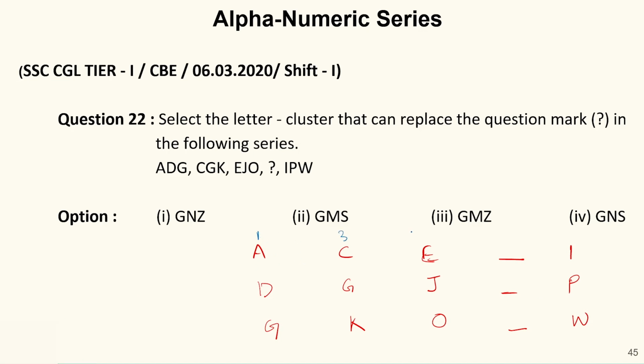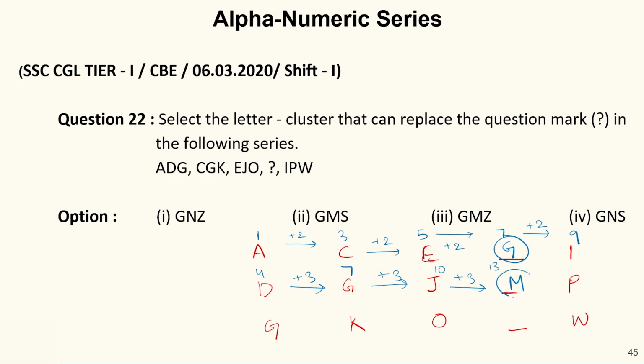A is positioned at 1, 3, 5. Simply 2 positions are being increased. So from 5, if we increase 2 positions, we'll get the 7th position. And at the 7th position, we have G. Right? And from here, if we increase 2 positions, I is at the 9th position. Simple. G should be the first element. Then from D, which is positioned at 4, we are going to 7 and we are going to 10. So we are increasing it by 3 positions. So let us increase it by 3 positions. We'll get the 13th position, and the 13th position is M. The first element G, then M.